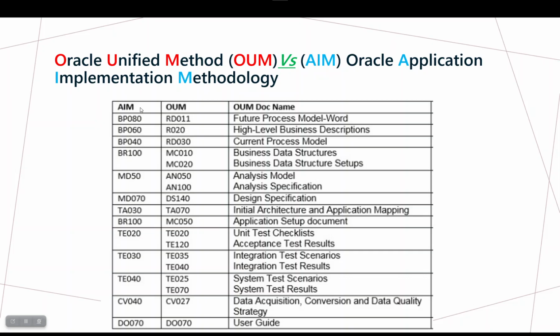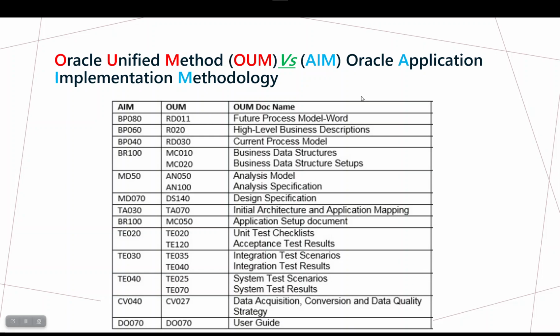As I told you, for each methodology there is a lot of documentation. For AIM, this is the document code. For OUM, this is the document code. This document here is equivalent to this document code in OUM, and the OUM document name is the same. For example, BB80 in AIM is equivalent to RD011, which means future process model. Again, BR100 in AIM is equivalent to MSC010 or MSC02, business data structure setups. TE20, again TE20 or TE120, unit test checklist. CV040, and so on. So this is the difference, but the meaning is common for both.